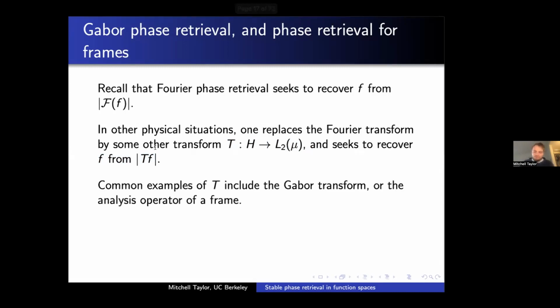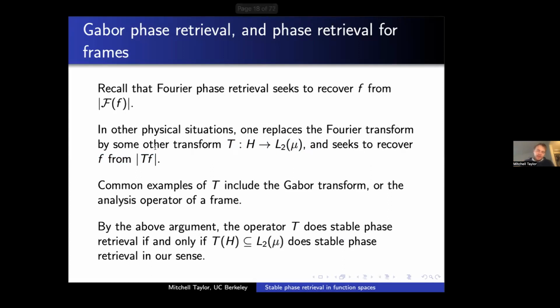The point here is that all of the examples I know of phase retrieval can be rewritten in the language of subspaces of L2, by the fact that the recovery of f from the modulus of Tf is possible and stable if and only if a certain subspace of L2 satisfies our inequality on the first slide, and that subspace is the one determined by embedding the Hilbert space into L2.